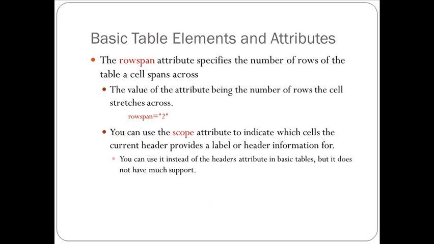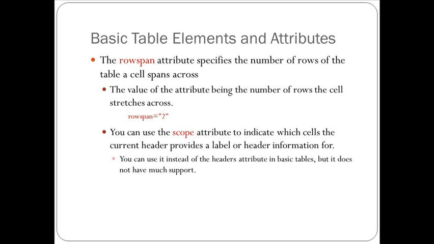The row span attribute specifies the number of rows of a table a cell spans across, or actually it should say a cell spans down. The value of the attribute being the number of rows the cell stretches across.